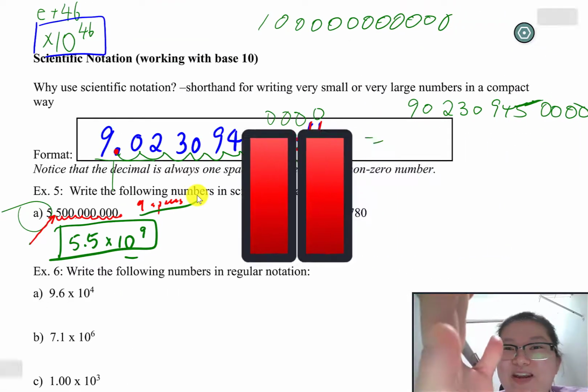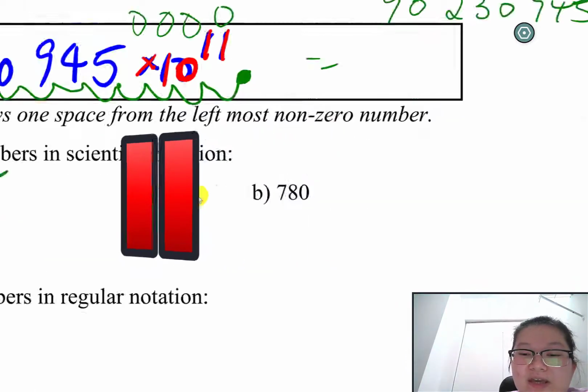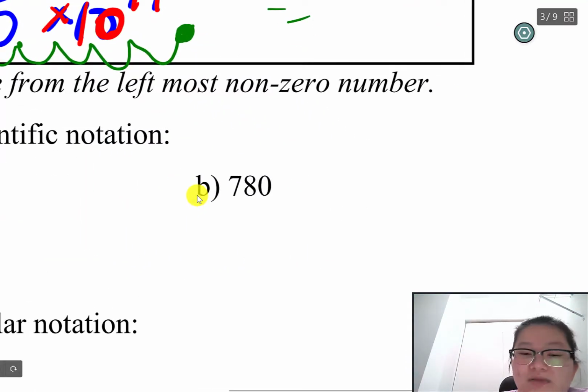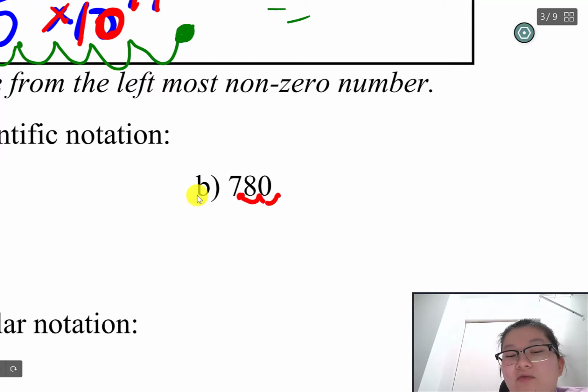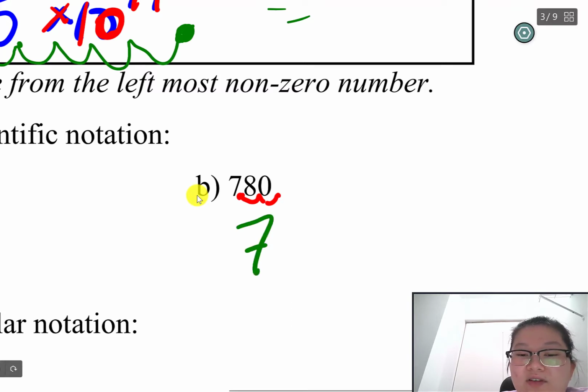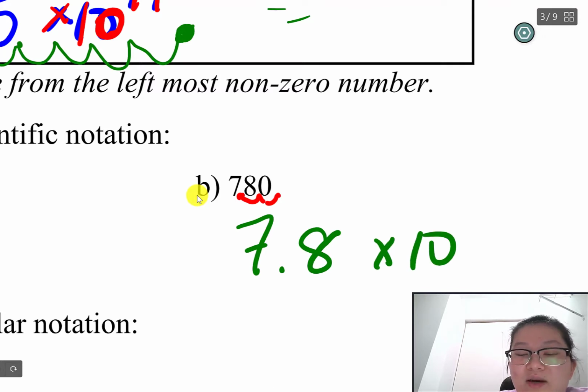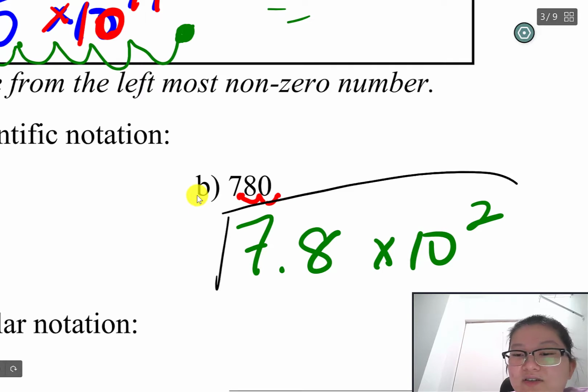Good time to pause the video. So for B, again, imaginary decimal right there, moving it twice, 1, 2, to get to right between the 7 and the 8, and 7 being our first number, right after the 0, I get 7.8, and then times 10 to the power, since that was 2 spaces, 10 to the power of 0. Okay, that's our final answer.